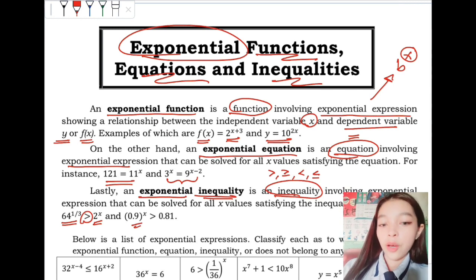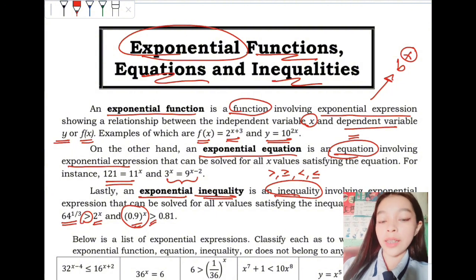And last, we have 0.9 raised to x greater than 0.81. So here, 0.9 raised to x is our exponential expression. Then we have an inequality, so that means this is an example of an exponential inequality.